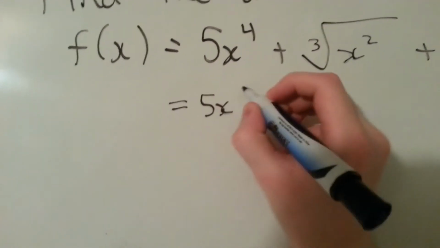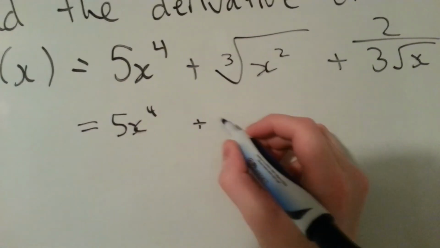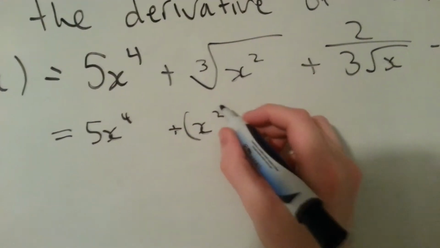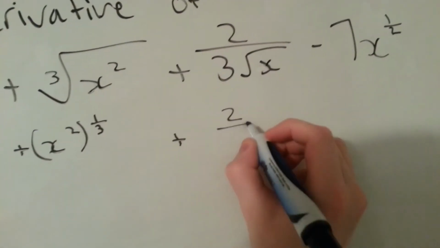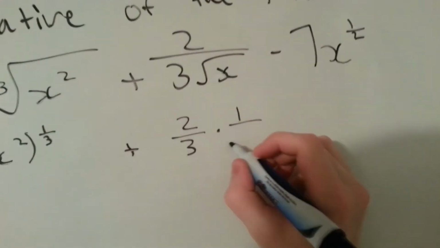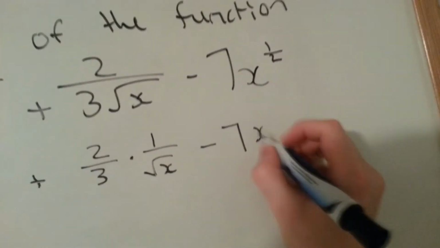So the first term isn't changed, but the second term is rewritten from the cube root of x squared to x squared to the exponent 1/3. In the third term, we just need to factor out the 2/3, and we're left with 2 over 3 times 1 over the square root of x. And the fourth term is left alone.